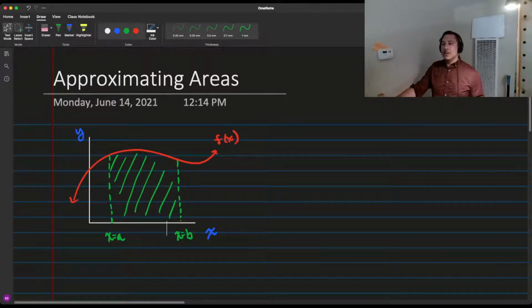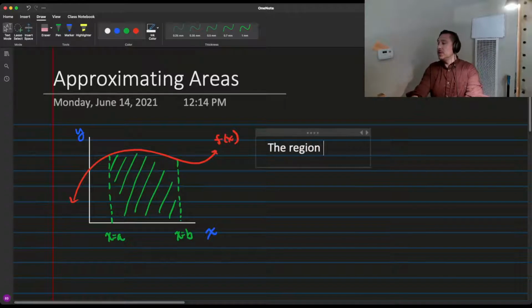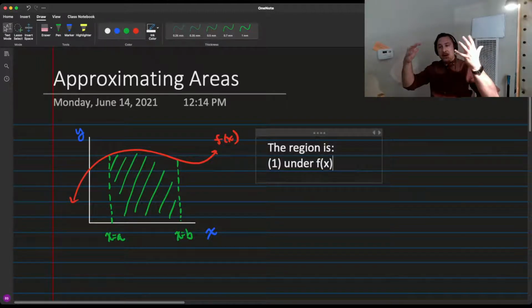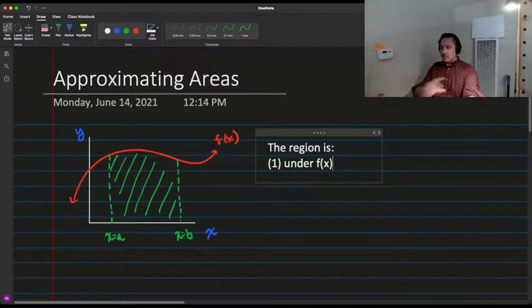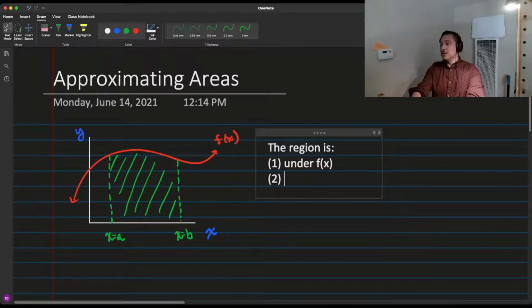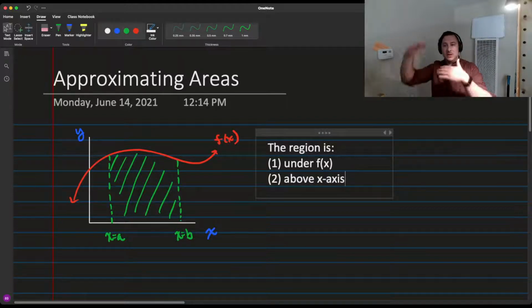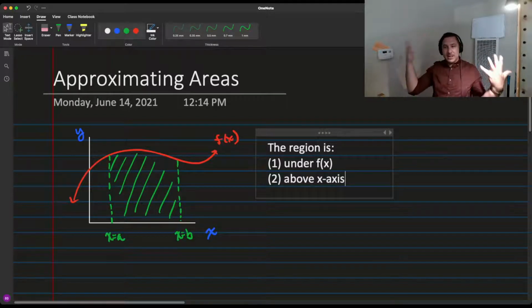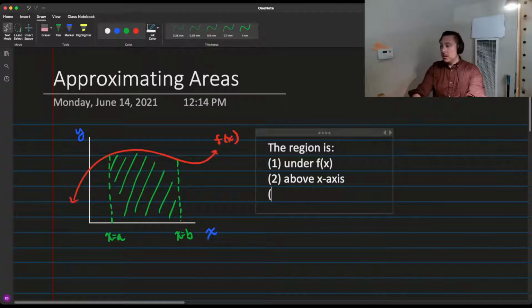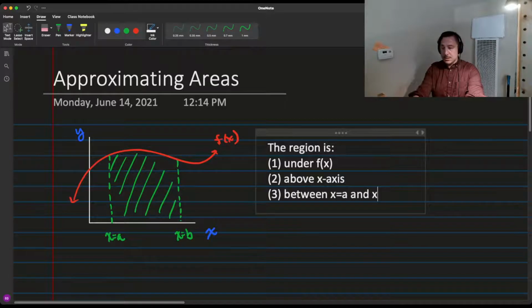Okay, so let's come up with a written description of that region. So the region is, 1, first of all, it is under f of x. The green area is under the curve f of x. 2, it is above the x-axis. You're just looking at it, you can see you're below the red line and above the axis. 3, it is between x equals a and x equals b.